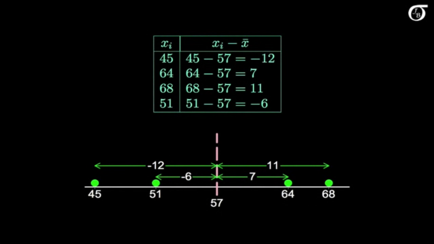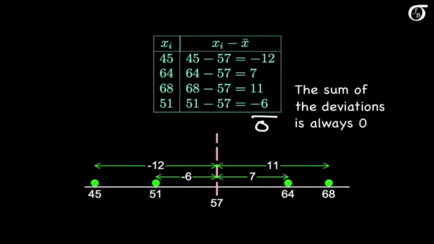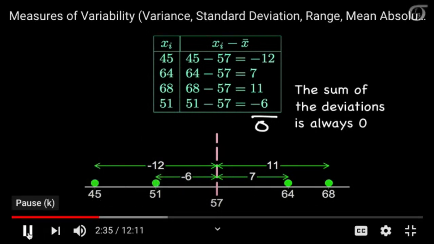Note here that if we add all of these deviations, we end up with 0. The negative values and the positive values cancel out, and we end up with 0. This is true for any data set. The sum of the deviations is always 0. Okay, this is one of the important points.